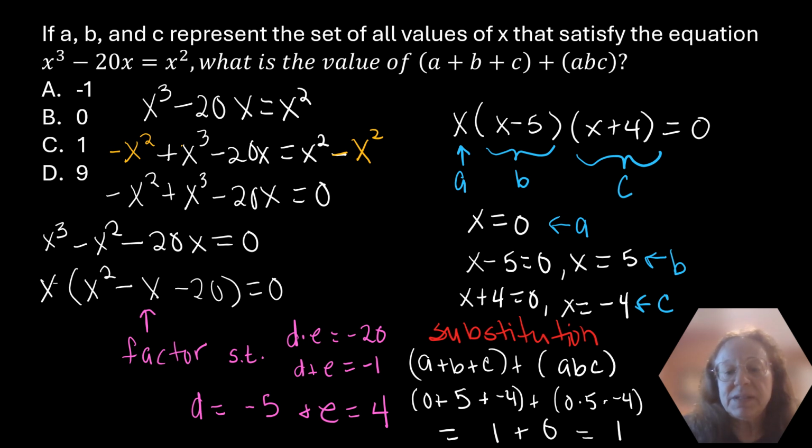0 plus 5 plus negative 4 is 1. 0 times 5 times negative 4 is 0. 1 plus 0 equals 1. And C is the answer.